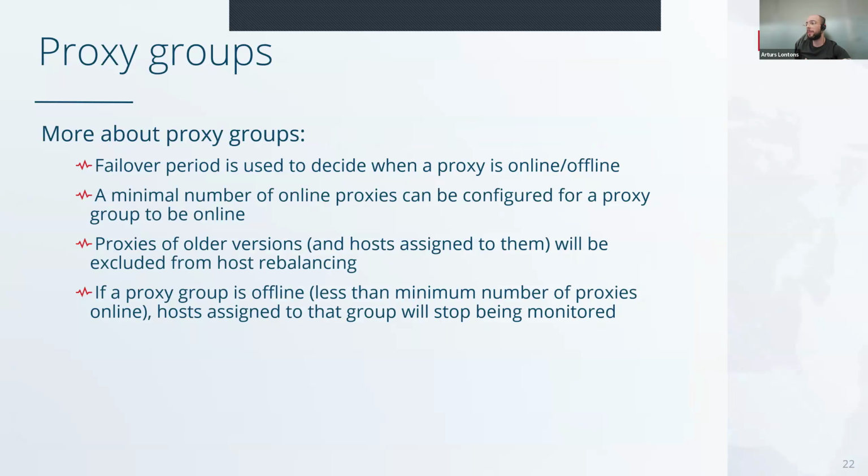We can also define a minimal number of online proxies. Let's say at least 2 proxies need to be assigned and healthy to a proxy group for the group to be considered online. Proxies of older versions will be excluded from host rebalancing because the load balancing logic is contained only from 7.0 and upwards. And of course, if a proxy group has less than the minimum number of proxies online within it, as per your configuration, hosts will not be monitored by this proxy group because the whole group will be considered down.